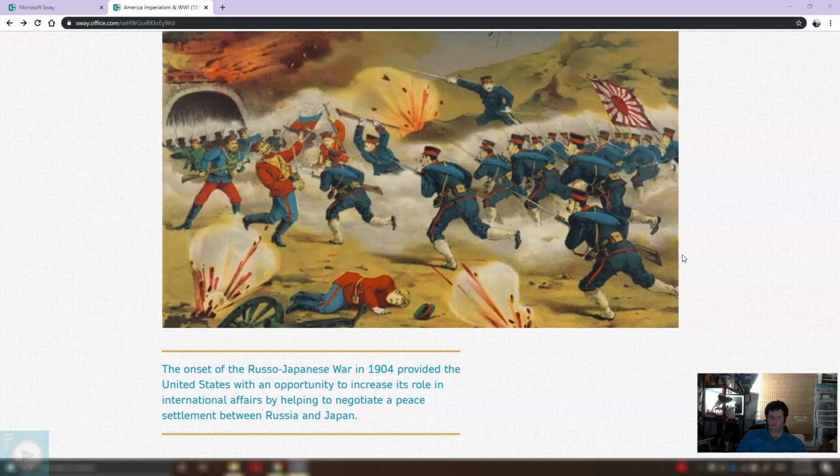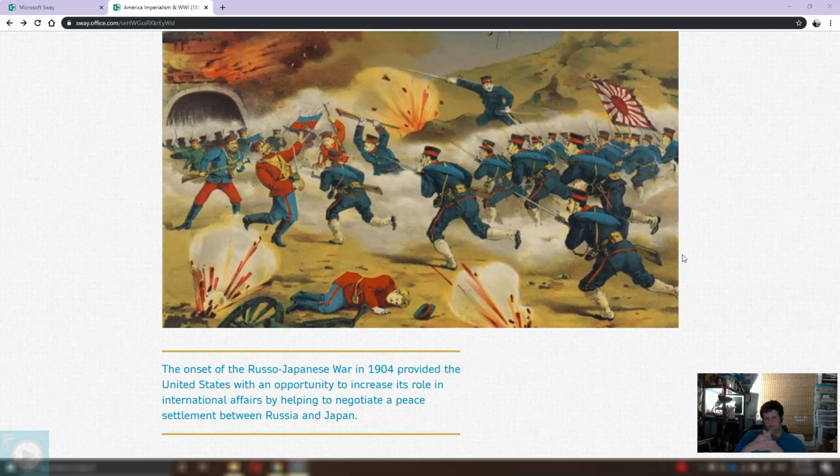He gets a Nobel Peace Prize for it, actually. And this is another example of the U.S. entering the world stage. With the Spanish-American War, which we'll study, we get directly involved. With the Boxer Rebellion, we're trying to establish free trade. But in the Russian and Japanese conflict, the Russo-Japanese War, the U.S. is now playing a mediator role as a diplomat.